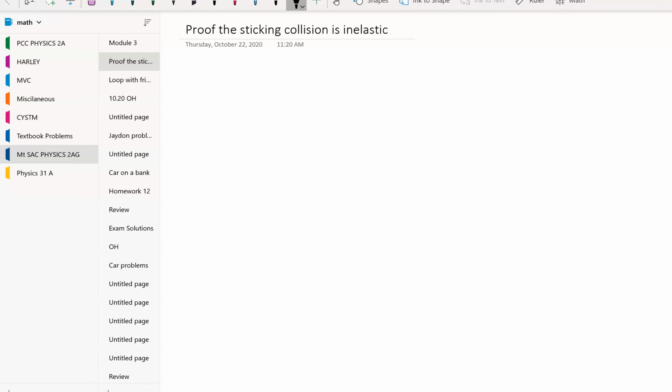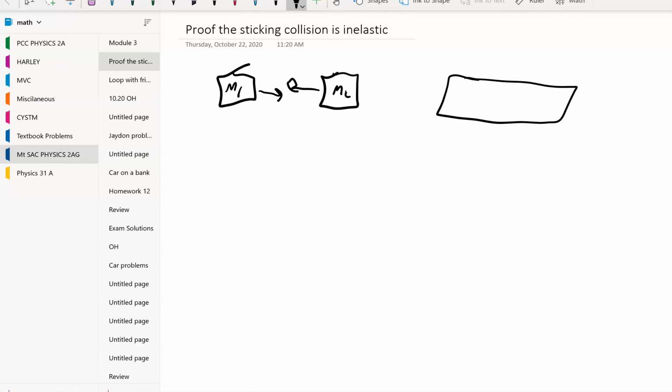Okay, I made the claim in class that you could prove that if you have a collision where two objects stick together, so here's M1, here's M2, and you end up with a final object, M1 plus M2, that energy is not conserved. And I said that it was algebra, so I didn't want to do it in class, but here I am. I'll do it here for you.